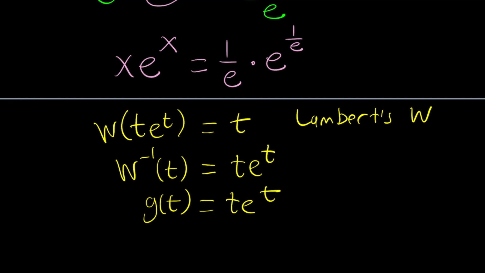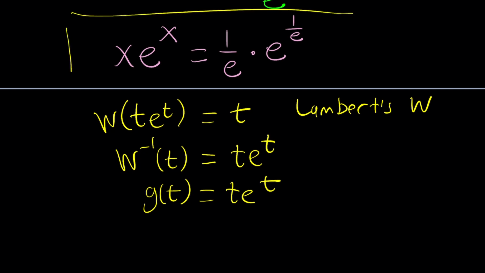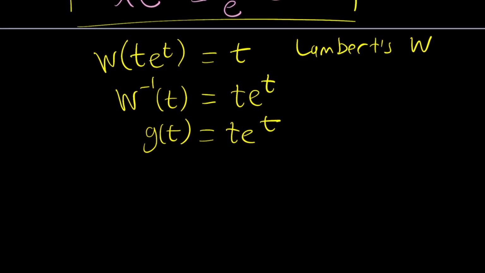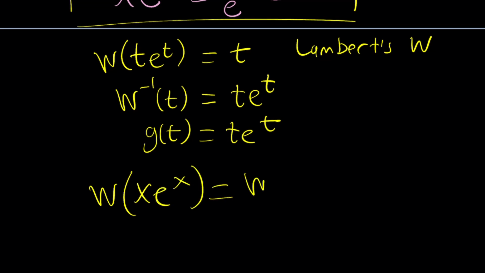We're not going to look at the graph of Lambert's W function, which I shared with you before, but I'm going to show you a different graph. Anyway, here's how we proceed with this equation. We got to this point, and we're going to apply Lambert W on both sides. W of x e to the x equals W of 1 over e times e to the power of 1 over e.